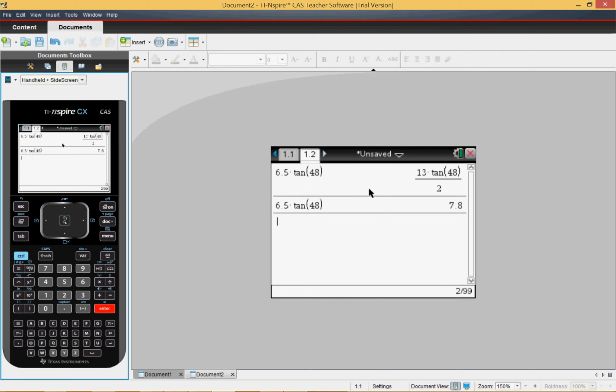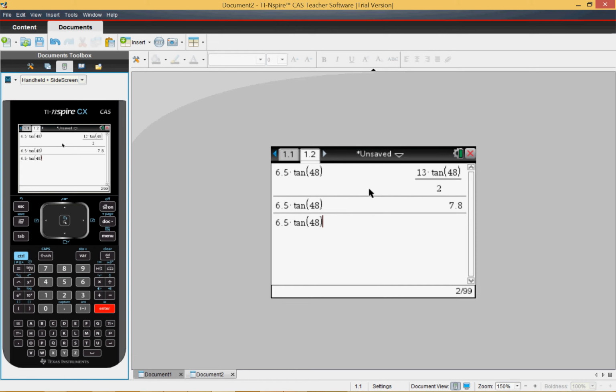How many people got 7.8 if you did it on your CAS? There's a couple, maybe one or two more. That's the incorrect answer. If you did it on a scientific calculator, it just works in degrees. So what would we do? First of all, I'm going to go up here and press enter, and enter is going to copy that down so I don't have to waste my time doing it again.